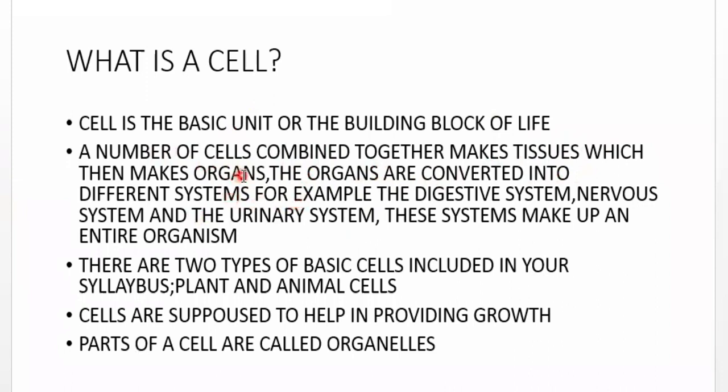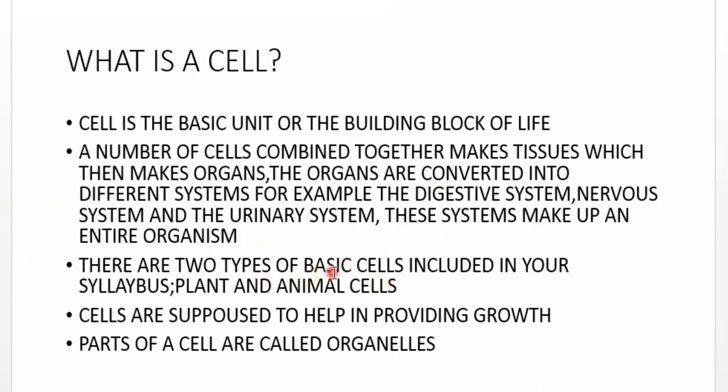For example, a stomach and, for example, your duodenum or your esophagus combine together to make a digestive system. So a number of organs combined together makes a system. For example, a digestive system, nervous system, urinary system. Then these systems in your body make up an entire organism, which is you.